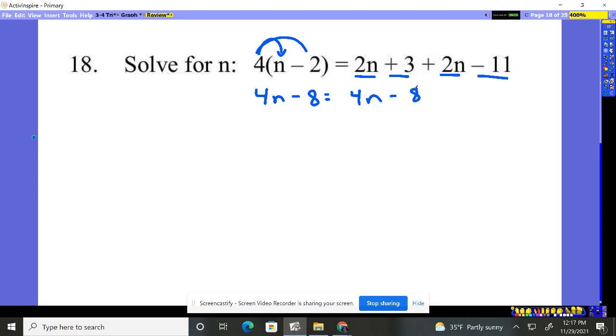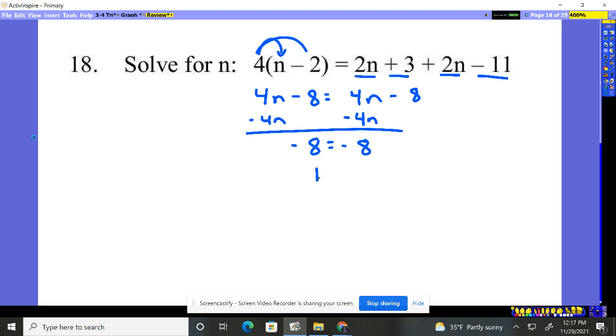I notice the two sides are basically the exact same thing. If I subtracted 4n, that's about as far as I'm going to get: negative 8 equals negative 8. That's a true statement. Now remember, this is one of the special cases. You either end up with a true statement or a false statement.